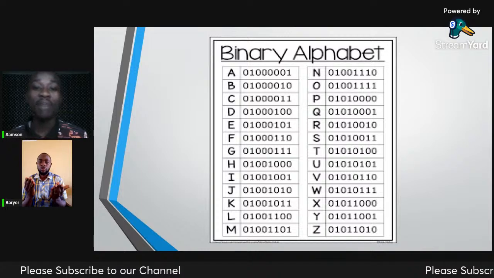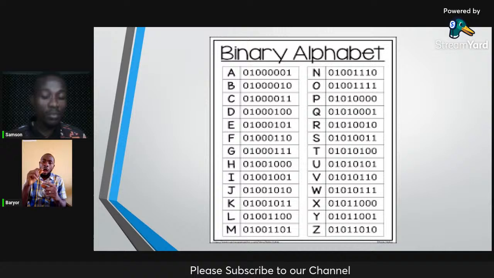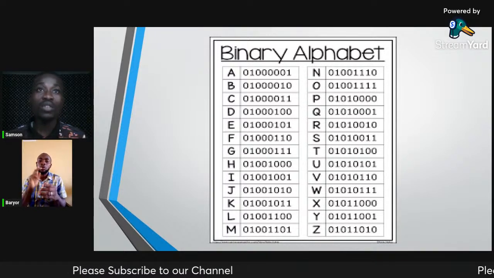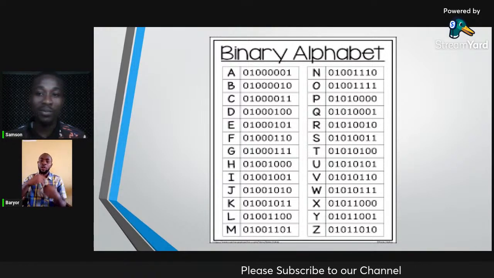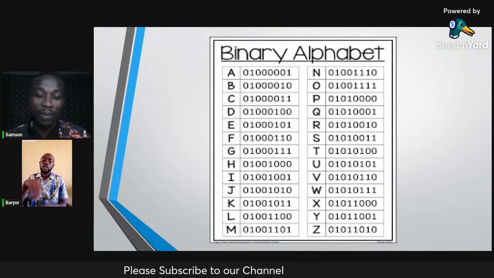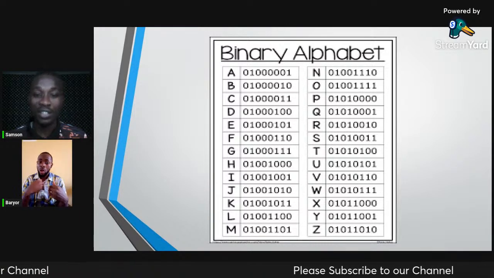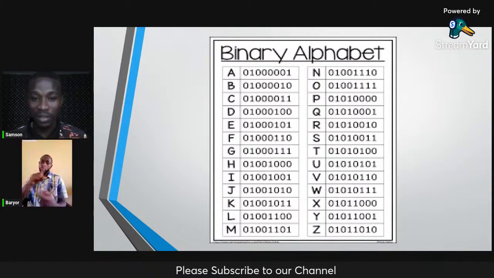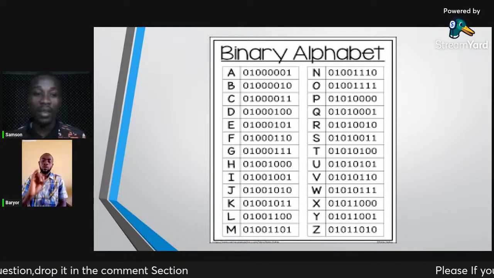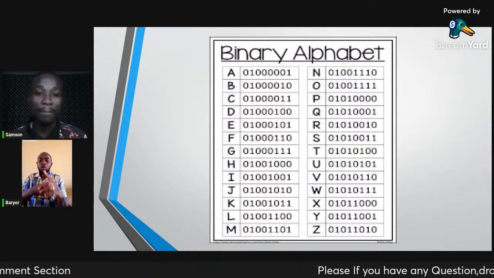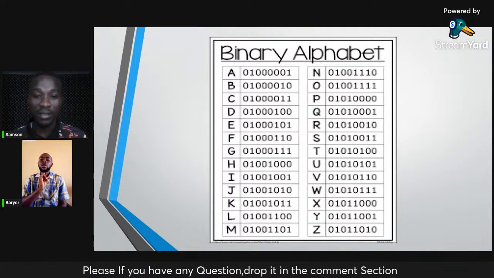So, here are the binary alphabets. The way we have our own alphabets that we use to communicate, the most universal language in the world is English. So, we have 26 letters in the English alphabet. Each of those letters has its own binary code. Is that okay? Starting from A to Z, there's a binary code for that.